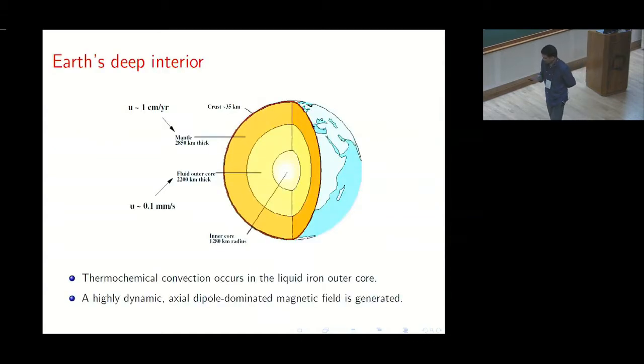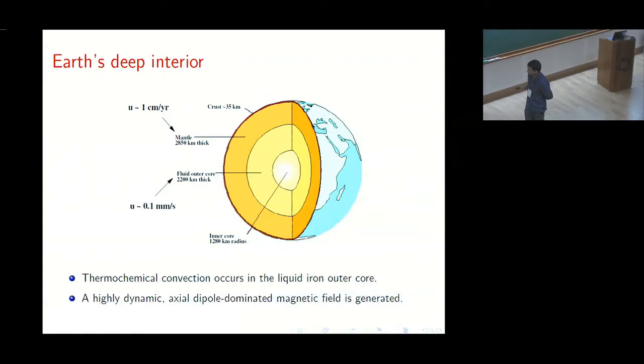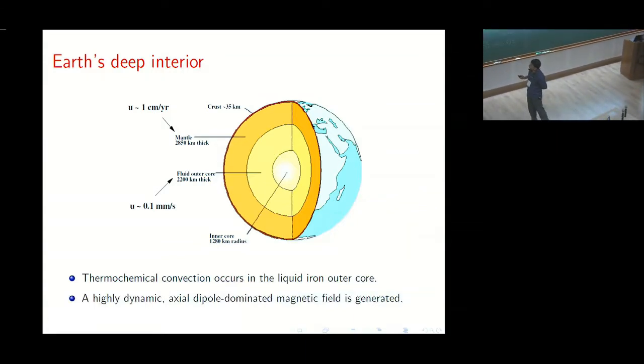Now, to those of you who have not yet appreciated how the Earth's magnetic field is generated, the Earth's deep interior has a multi-layered structure. The outermost layer is the crust, and as you go deep down, you have a 2,900 kilometer thick, highly viscous mantle. And beneath the mantle, we have a highly electrically conducting liquid iron core. And still deep inside, right at the center of the planet, we have an inner core, which is solid iron.